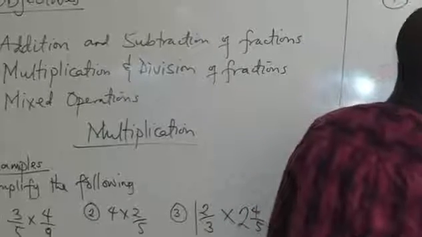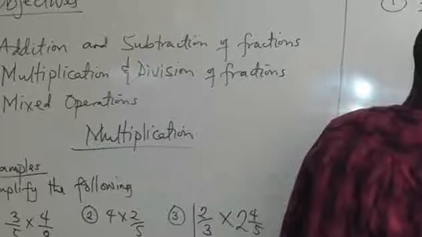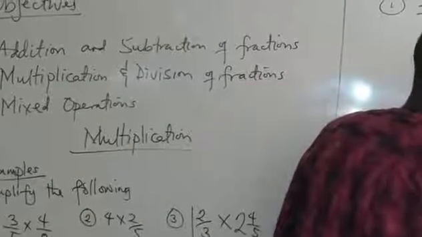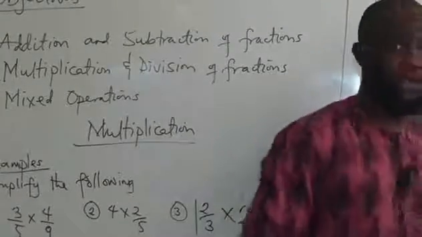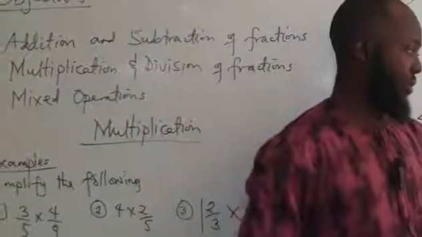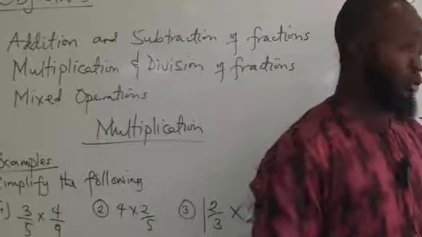8 all over 5. That's one whole number, 3 all over 5. I've explained in one of my videos how to convert an improper fraction to a mixed number. This is an improper fraction. You can't leave it like that, even if you are not told.